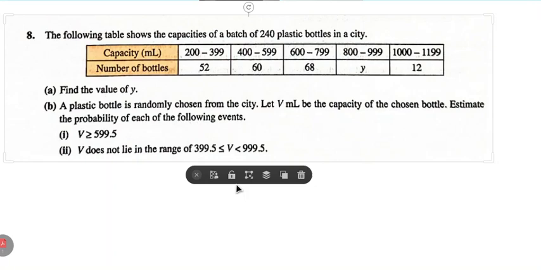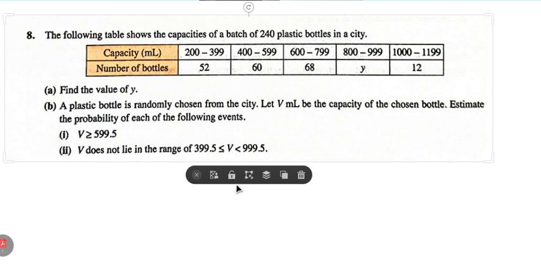For this problem here, we're going to find and read out the table. So first, we're going to read out the table. The following shows the capacities of a batch of 240 plastic bottles in a city. Now, the capacity in ml: we have 200 to 399, and the number of bottles is 52.